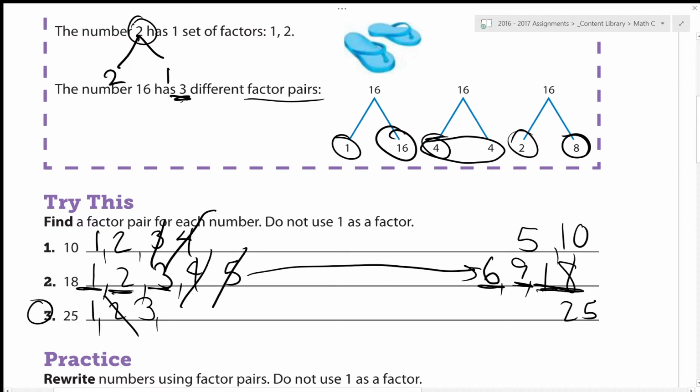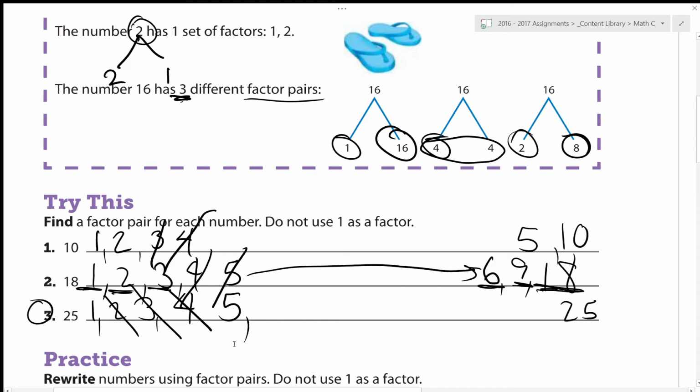So 3 is not a factor. 4, 8, 12, 16, 20, 24, 28. 4 is not a factor of 25. What about 5? 5, 10, 15, 20, 25, 30, 35. Oh, 25. I went too far, but 25 is.